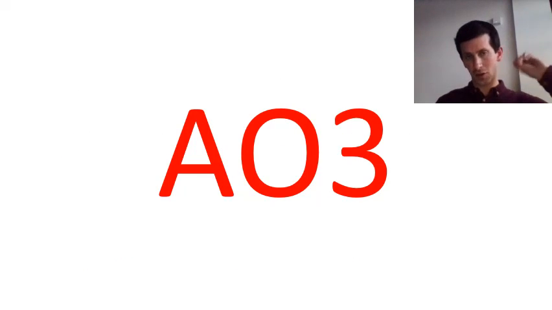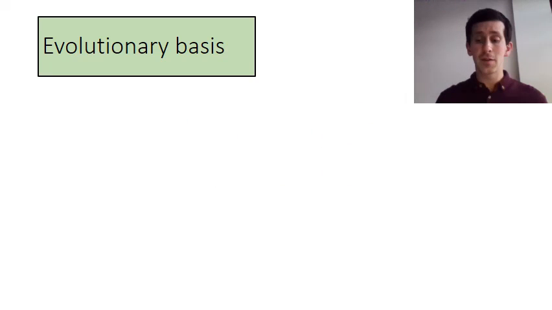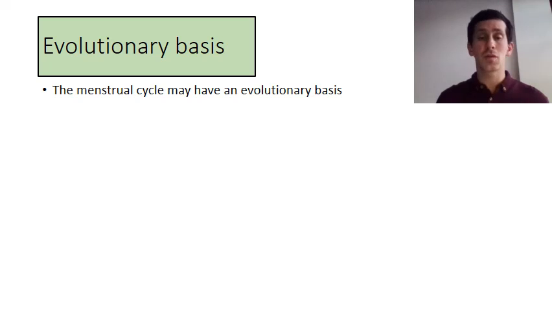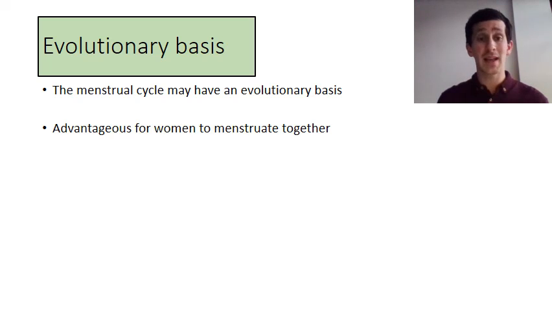So we've looked at what infradian and ultradian rhythms are. Now let's look at what we've got to support this and any real-world applications. So some people have suggested that there is an evolutionary basis to the menstrual cycle, and that it's actually advantageous for women to menstruate together.